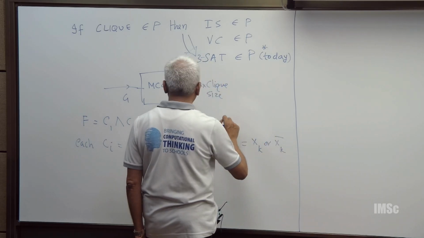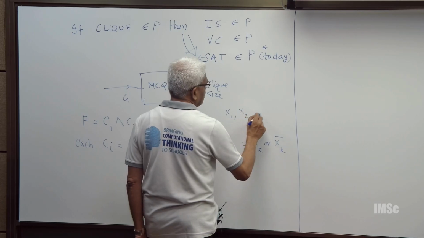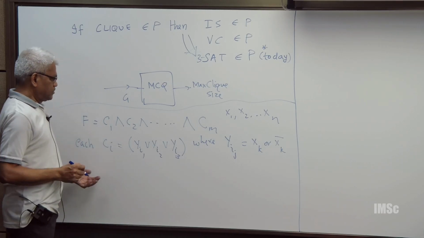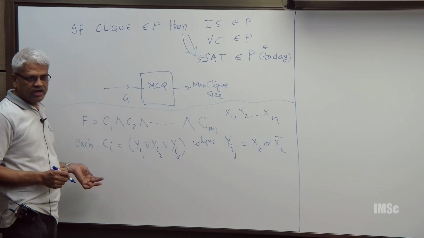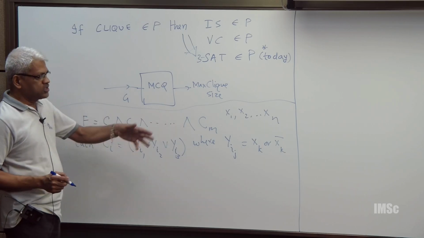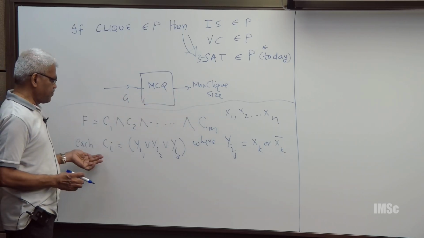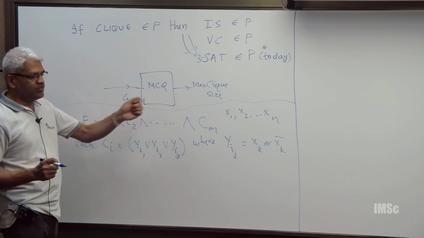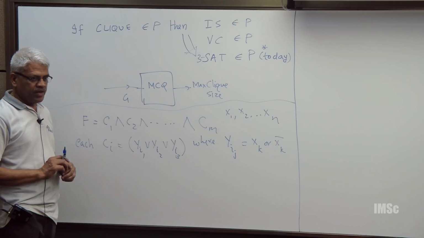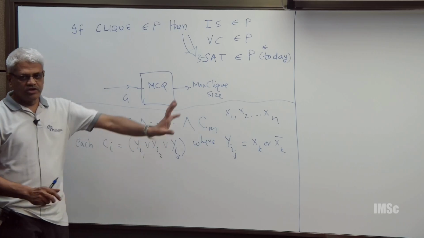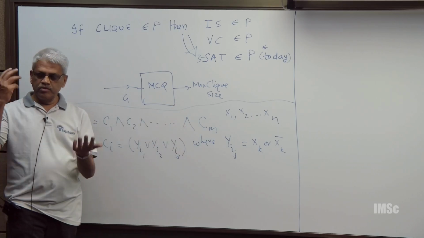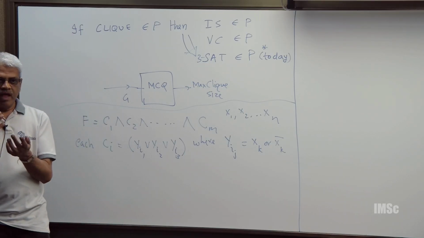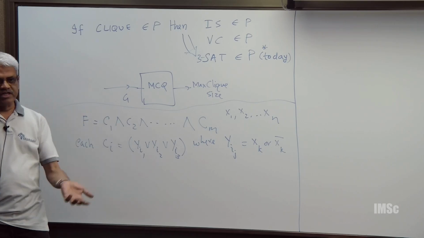My variables are x1, x2, ..., xn, that is my formula. So, I have been given some arbitrary formula looking like this, where it has m clauses and n variables, and each clause is an OR of 3 literals, and a literal is a variable or its negation. From here, our goal is to construct a graph to maintain this property that the graph has a certain clique size if and only if this formula is satisfiable.